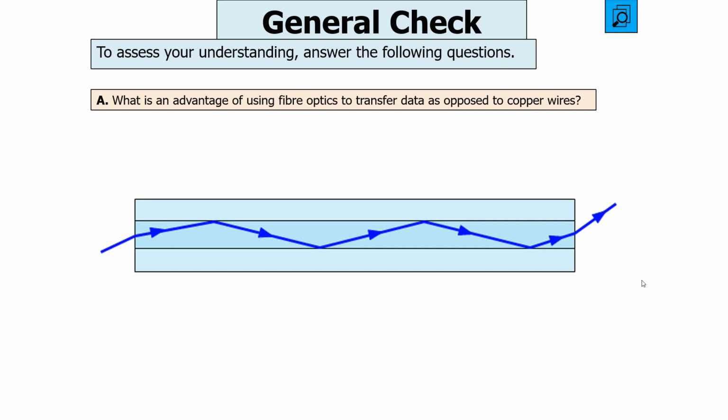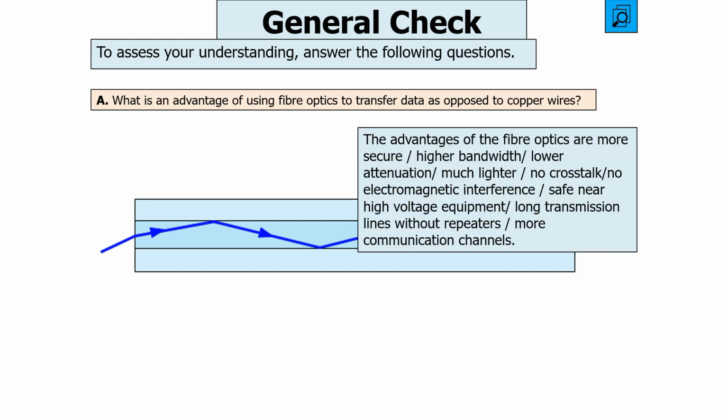What is the advantage of using fibre optics to transfer data as opposed to copper wires? So, pause the video now, then unpause the video when you want to go through your answer. Well, the advantages of the fibre optics are that they're more secure, they have a higher bandwidth, a lower attenuation, they're much lighter, there's no crosstalk or interference, it's safer near high voltage equipment, it has longer transmissions without repeaters, and it uses more communication channels.